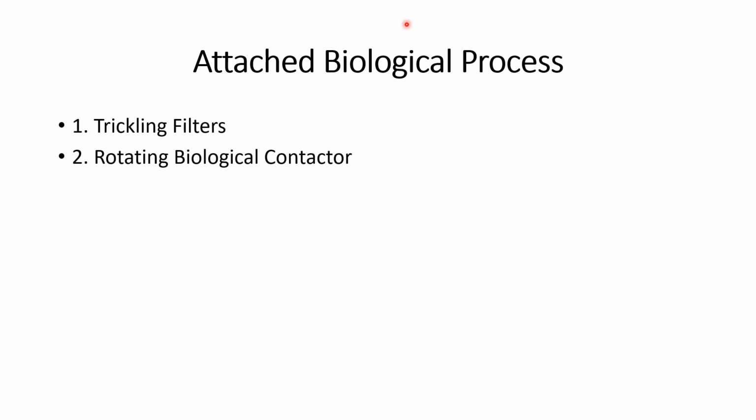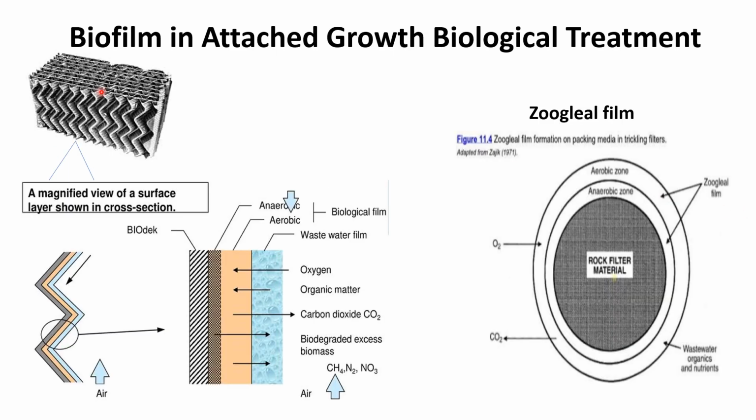In today's class, we will talk in detail about the attached biological process, where we will talk in detail about the trickling filters and the rotating biological contactor. As the wastewater flows through the medium, microorganisms get attached to the surface of the medium and form a film which is called the biofilm. The microorganisms attach on the surface and start acting on the organic material in the wastewater. As they start feeding on the organic material in the wastewater, the biofilm gets thickened.